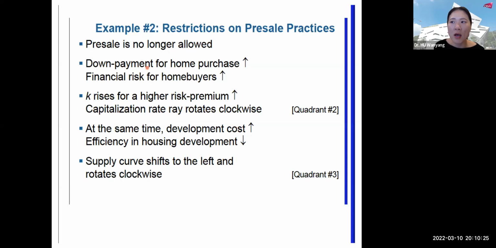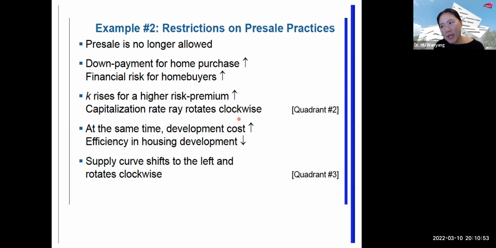When the financial risk for the home buyer increases, it will require a higher capitalization rate, a higher interest rate, so K will increase. Because now we have more financial risk in purchasing the property, we need the capitalization rate to be higher. So the capitalization rate will rotate clockwise, similar to the last example.